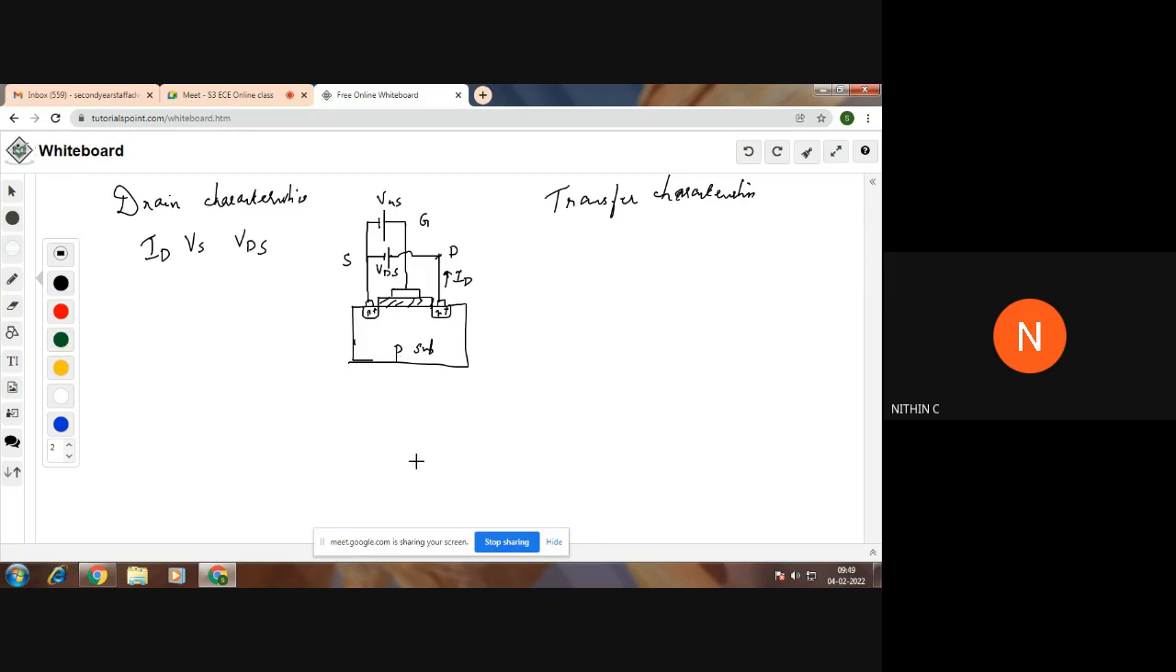Come on. Nikhil, what is the condition for drain current to flow through the circuit? Yes, VGS greater than VTH. That should be the condition.